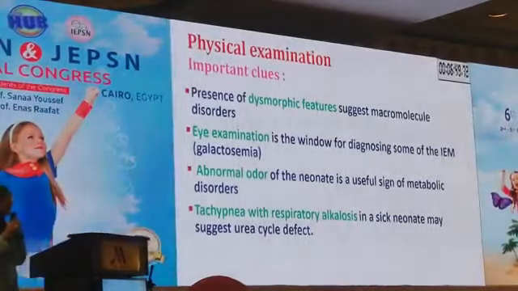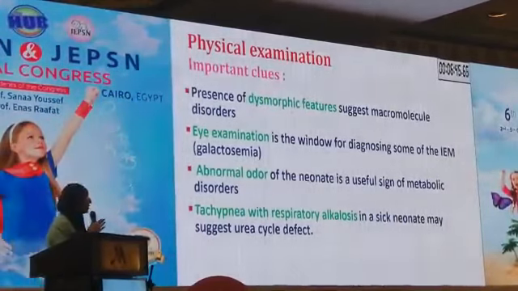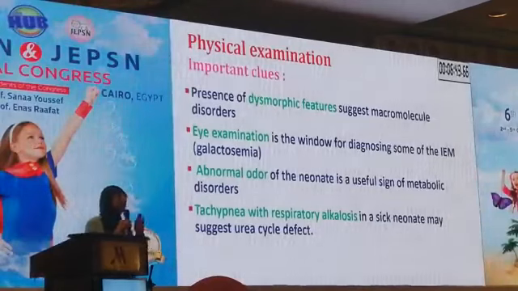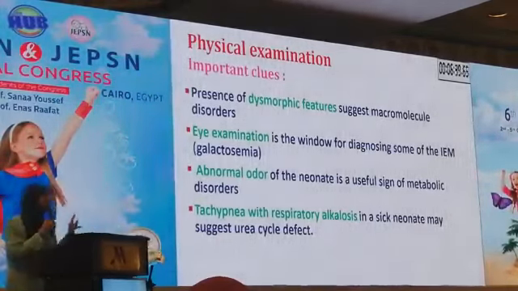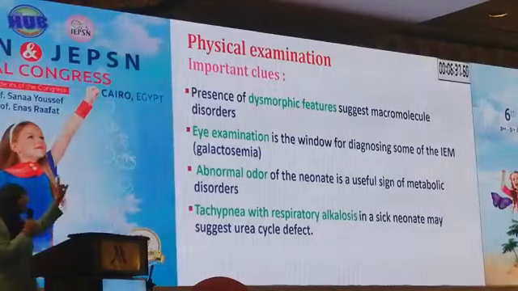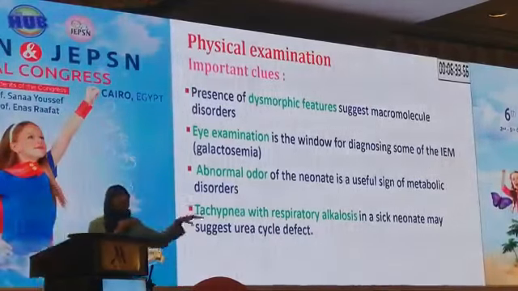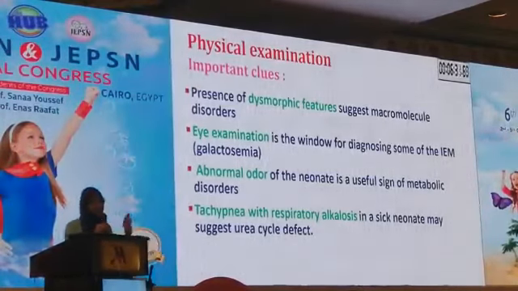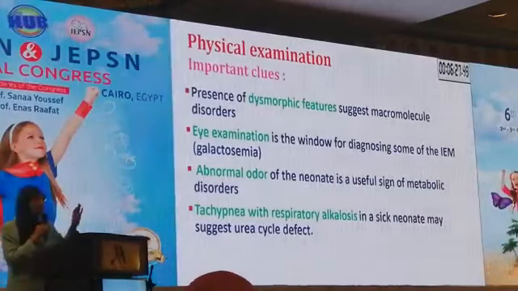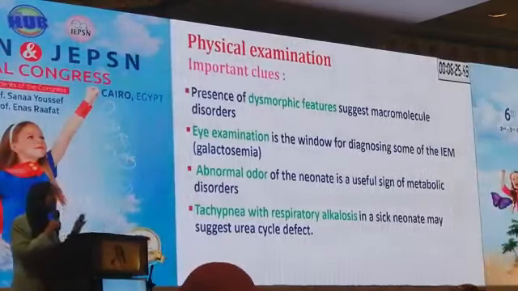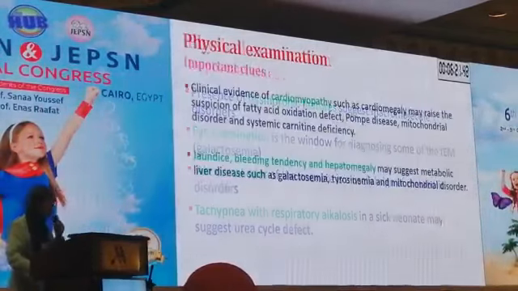A sick newborn with respiratory alkalosis may suggest a urea cycle disorder, but very important, if I don't have alkalosis, I still have to rule out urea cycle disorder. If I have a normal newborn who deteriorates on the second or third day and develops coma, I have to draw a serum ammonia, even if the baby is acidotic and not in respiratory alkalosis. Ammonia has to be done to rule out urea cycle disorders.